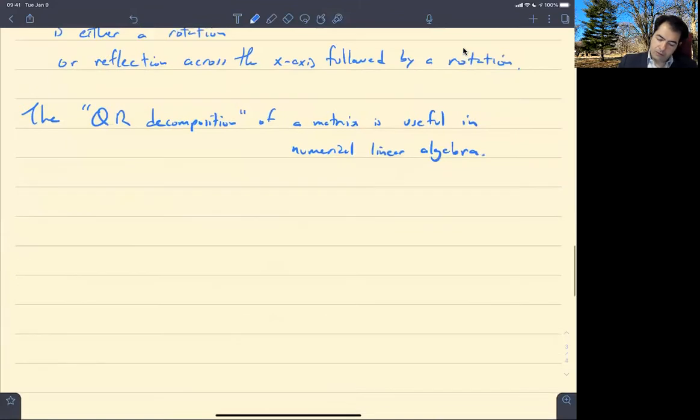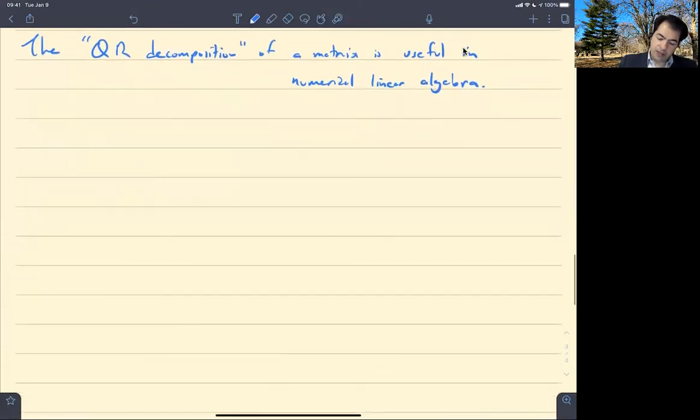First, let's write down that we can decompose a matrix. So I'm going to state this for invertible matrices, but you can do this much more generally. So let's say we have an invertible matrix.